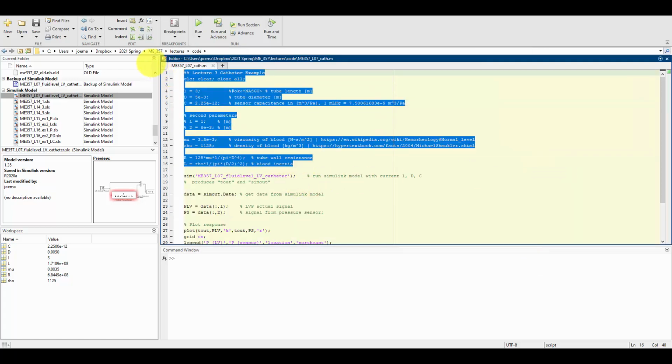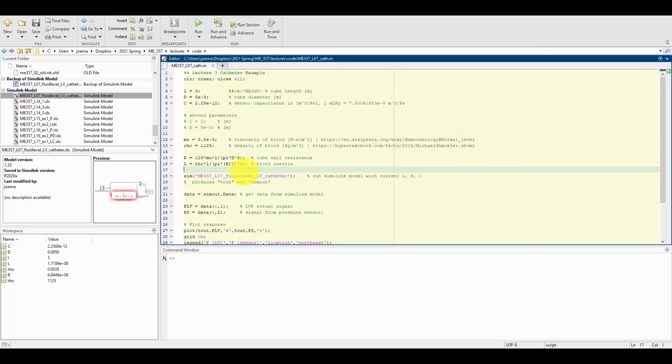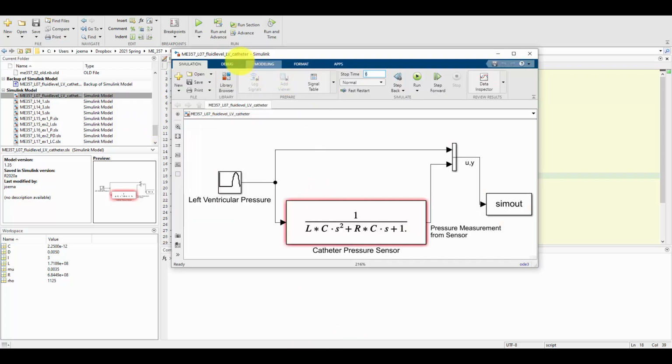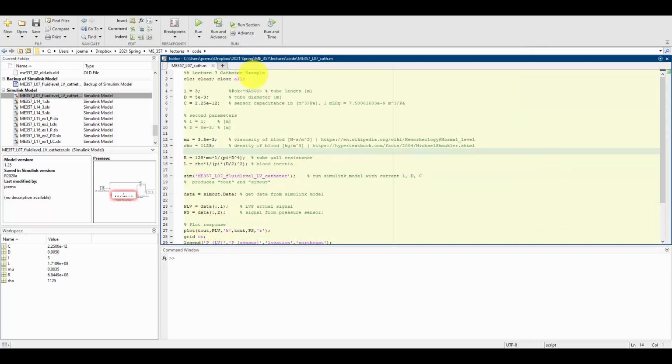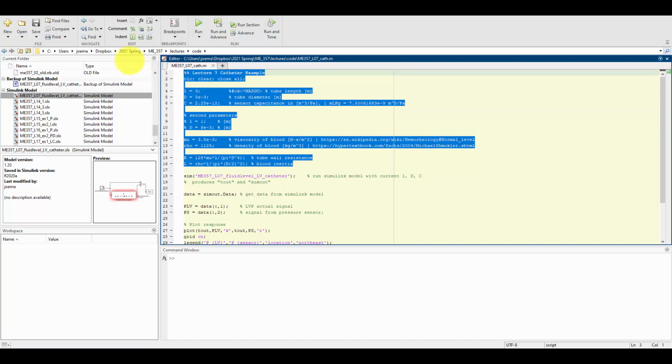Okay, so what do we do with this? I've defined all my parameters already. Now to run my model through MATLAB, I'm going to use the sim command and then the name of the Simulink file. So this one, or the Simulink model, this one I have called the ME357L07 fluid level LV catheter. So pretty long, but that's the name of this file that I'm looking at now. So this says, all right, run it and then get the results.